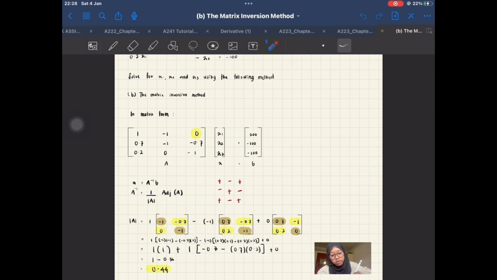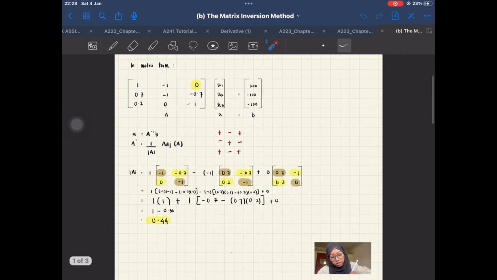Next, we can express the system as a matrix equation of the form Ax equal to b. To find the inverse of the matrix A, the first step is to find the determinant of A. To make it easy, usually we choose a row or a column that contains an element of 0. So we will choose the first row to find the determinant, and we also need to refer to this arrangement as a sign guide to calculate the determinant.